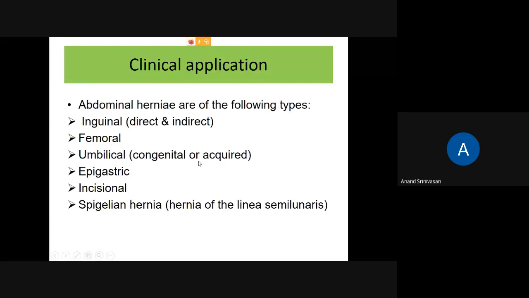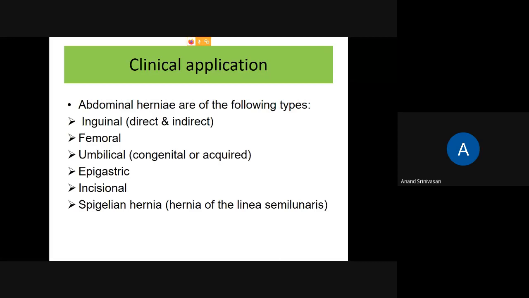Umbilical hernia can be congenital. Sometimes you must have observed in children, the umbilicus will be protruded out. That is called congenital umbilical hernia, or acquired in case of repeated abdominal surgeries. Acquired is actually called para-umbilical hernia, because usually the hernia comes out just below the umbilicus, especially in females who have undergone a lot of surgeries.